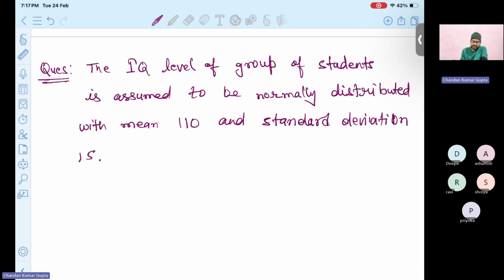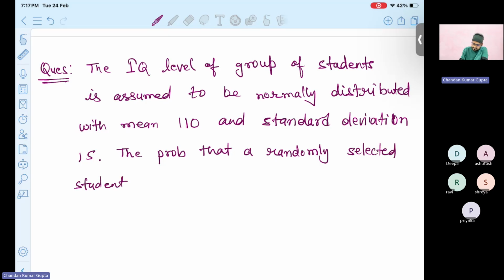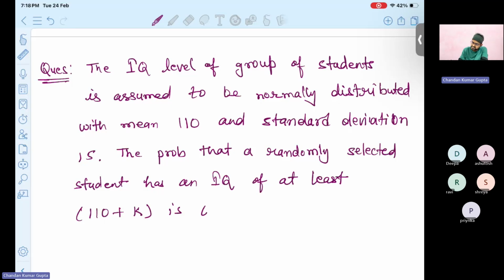Now the probability that a randomly selected student has an IQ of at least 110 plus k, that is the mean value plus k, is given as 0.2033. Find the value of k.